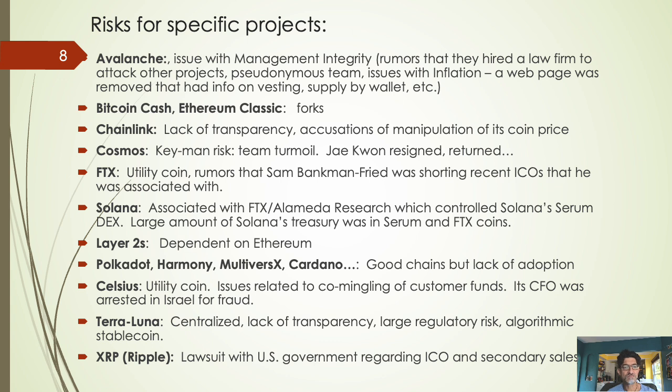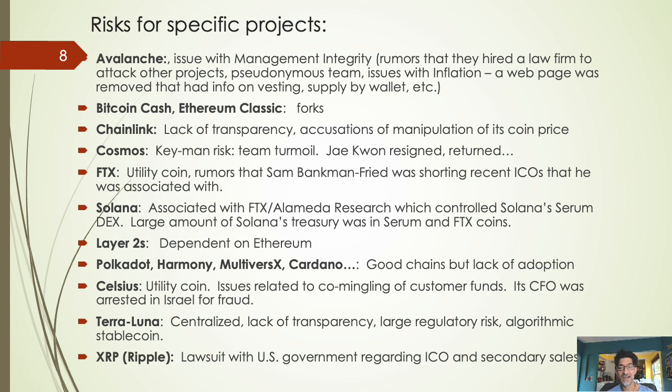And some other unique risks, which I mentioned already, are forking, like Bitcoin Cash and Ethereum Classic. Chainlink has a lack of transparency. That's a no-no. Cosmos has key man risk. FTX: there were rumors that Sam Bankman-Fried was shorting some projects that FTX was involved with, and we saw that actually came true.